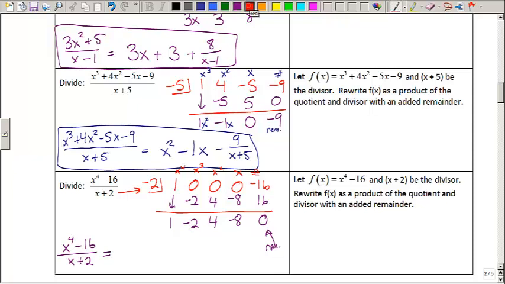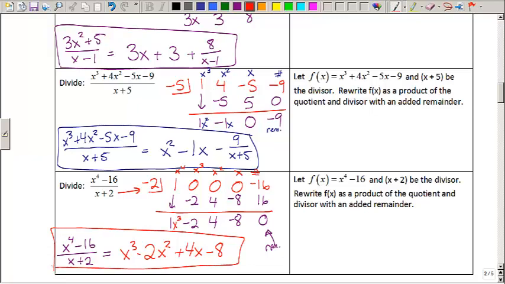So my quotient is here at the bottom. It was x to the 4th to begin with, so when I dropped it by 1, I'm getting 1x cubed minus 2x squared plus 4x minus 8, plus the 0 remainder, but that's kind of silly. No one writes a 0 remainder. We don't have to mention what we don't have. So we're just going to erase that and finish up our problem.